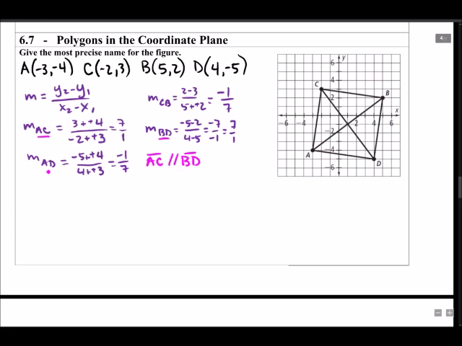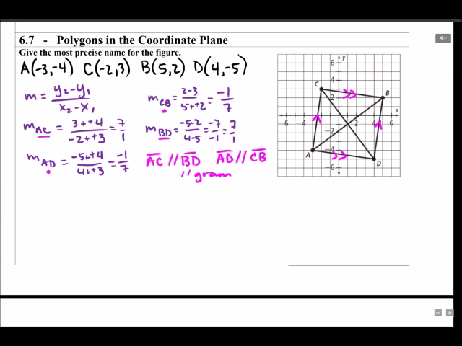And check it out, these two are parallel, right? Same slope is parallel. So segment AD is parallel to CB. So this is going to give us, we've got AC is parallel to BD and AD and CB. So we've got a parallelogram. This tells us parallelogram. But our slope tells us even more than that, doesn't it?